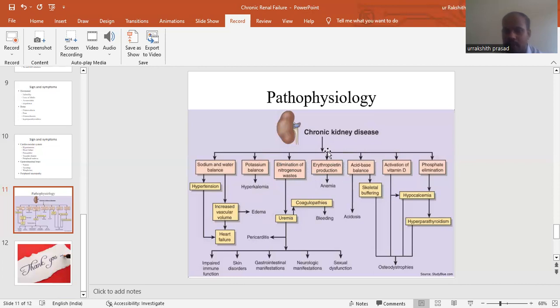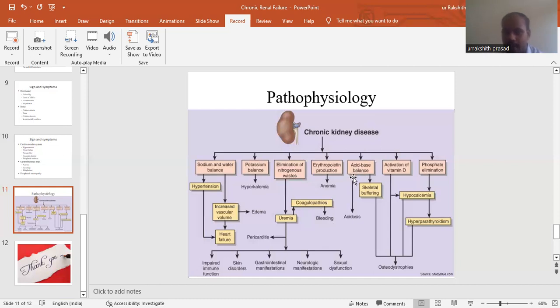The main production of erythropoietin occurs in the kidney. Since the kidney is damaged, there is no erythropoietin production, and the patient may develop anemia. Uremia increases further and leads to coagulopathy. The patient may have less coagulation, or even the platelet levels keep on reducing. That may lead to bleeding, so the patient may die because of heavy bleeding.